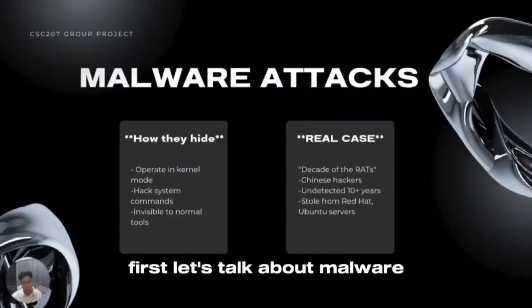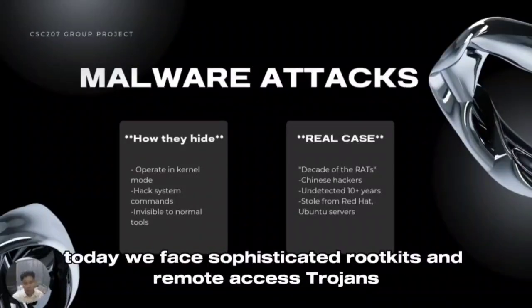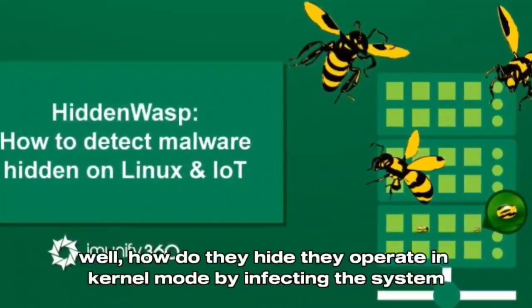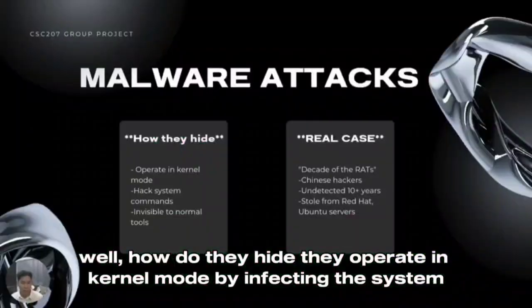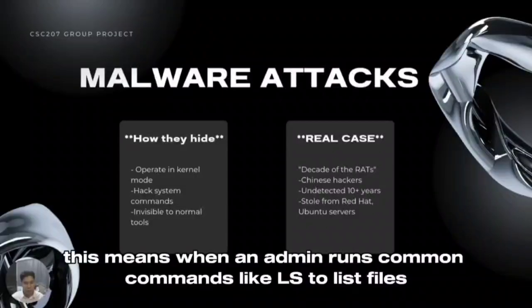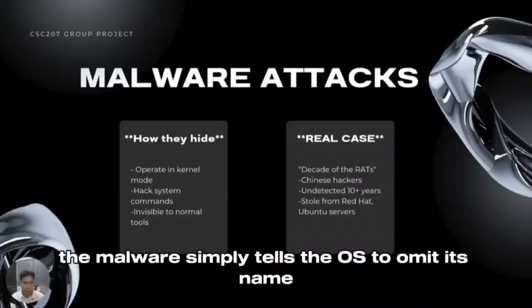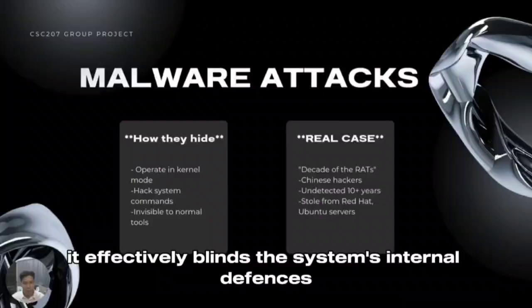First, let's talk about malware. Gone are the days of simple viruses. Today, we face sophisticated rootkits and remote access trojans, like hidden walls. How do they hide? They operate in kernel mode. By infecting the system at this level, the malware can alter system calls, or syscalls. This means when an admin runs commands like ls to list files or ps to see processes, the malware simply tells the OS to omit its name. It effectively blinds the system's internal defenses.